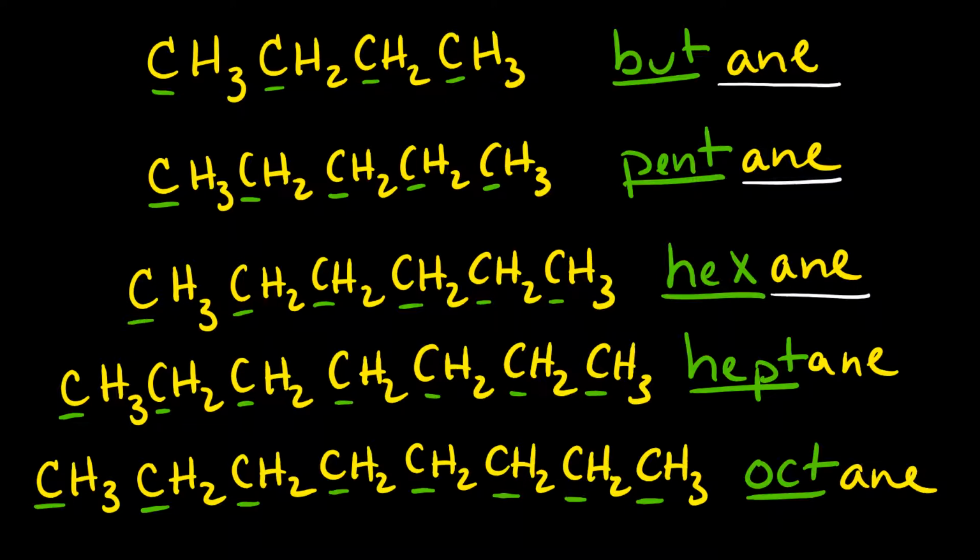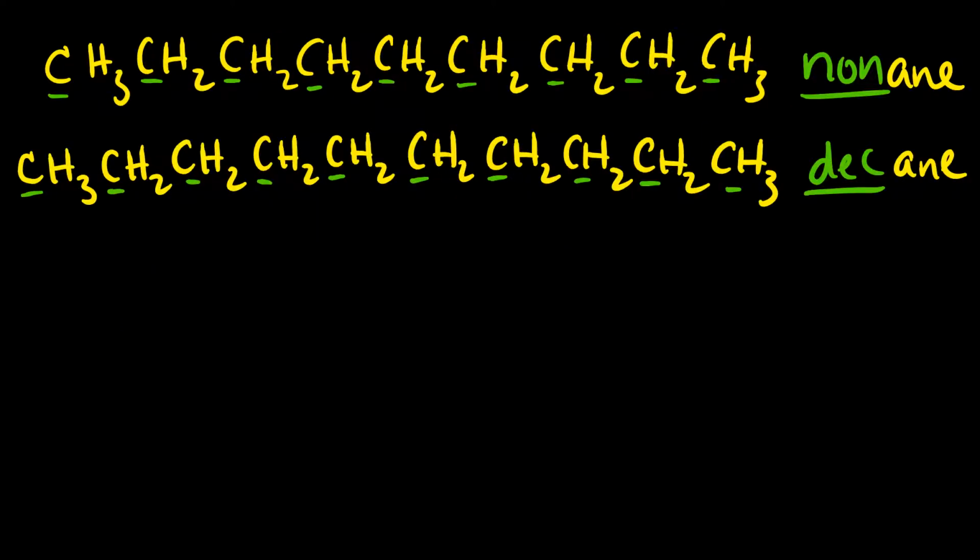7, we have hept, A-N-E ending, again to imply that it's an alkane. 8 carbons in a row gets the oct prefix with the A-N-E ending. Octane is an 8 carbon alkane. And then finally we have nonane and decane for the 9 and 10 carbon alkane chains. So you do need to know these prefixes from 1 to 10 and then understand that this A-N-E ending is telling you that this structure is an alkane.